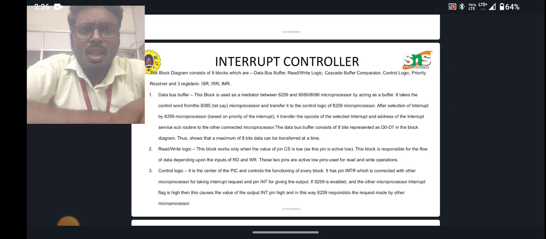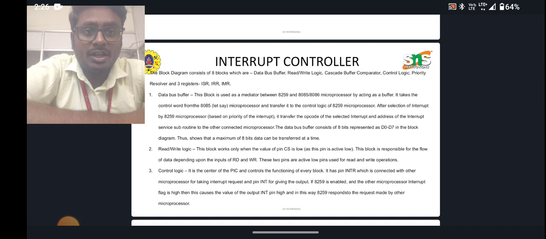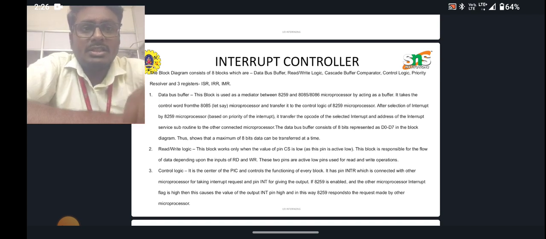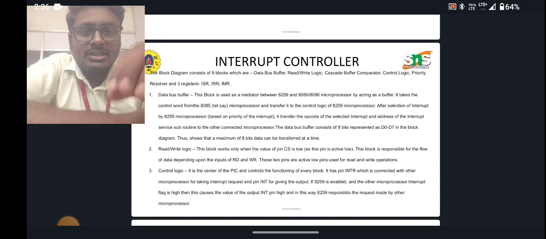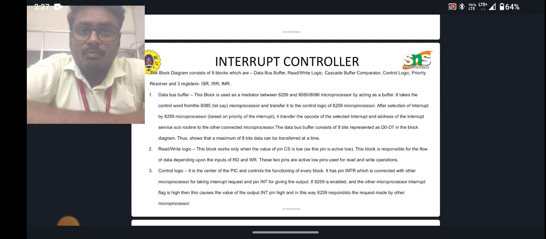Data bus buffer. This block is used as a mediator between the 8259 PIC and the 8085 or 8086 microprocessor by acting as a buffer. It takes the control word from the 8085 microprocessor and transfers it to the control logic of the 8259. After selection of the interrupt by the 8259 based on the priority of the interrupt, it will transfer the opcode of the selected interrupt and the address of the interrupt service subroutine to the connected microprocessor. The data bus buffer consists of 8 bits represented as D0 to D7 in the block diagram. This shows that a maximum of 8-bit data can be transferred at a time.